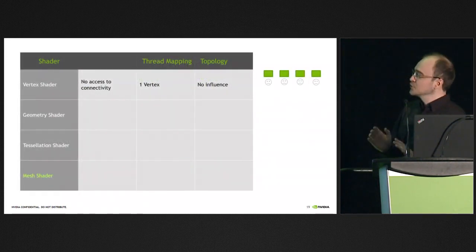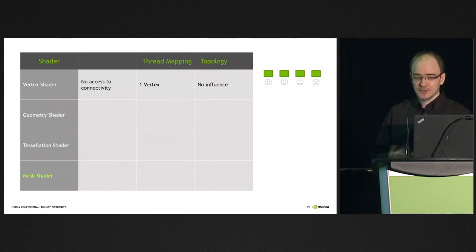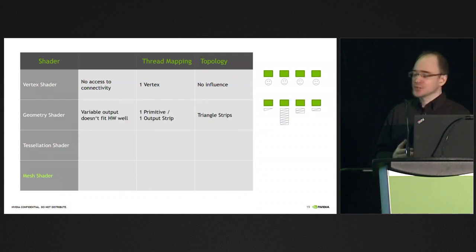If we look at the evolution again a little bit, the vertex shader didn't have any information about the connectivity, so other triangles were not known. And the thread mapping was basically predefined: you have one thread, one vertex. Then we had the geometry shader, which was able to operate on a primitive level, and one thread was one primitive or primitive strip. And as the illustration already shows, this might not really map so well to the hardware.